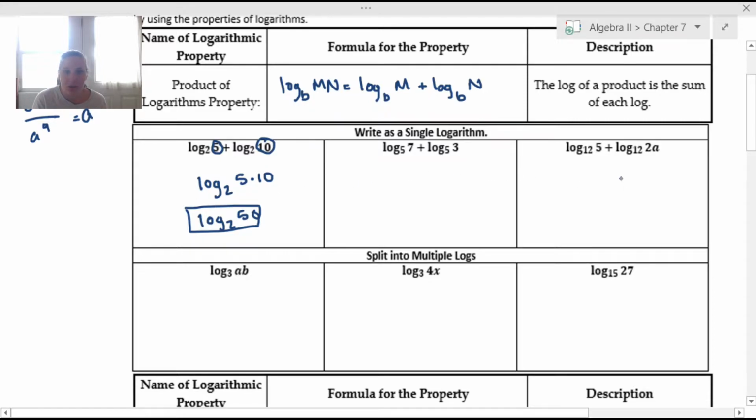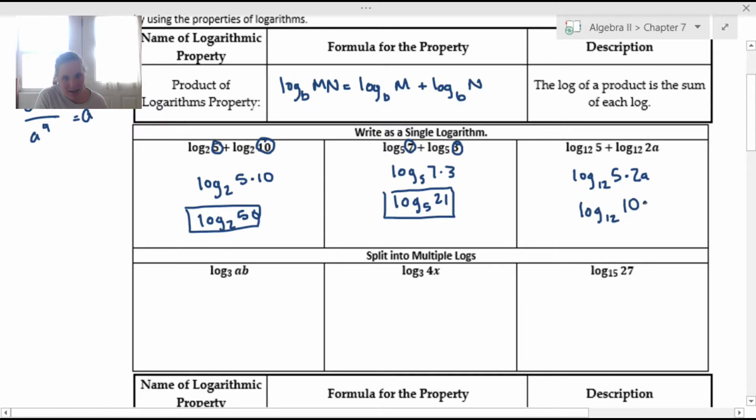Try these other two on your own before we do it together, okay? These two, we're going to multiply these two numbers, 7 and 3. So log base 5 of 7 times 3, so it's log base 5 of 21. And this one, it has a variable in it, but let's not let that throw us off. Log base 12 of 5 times 2a. What's 5 times 2a? It's log base 12 of 10a.